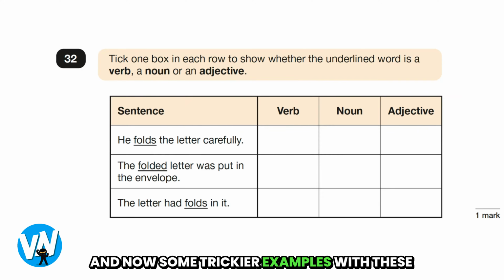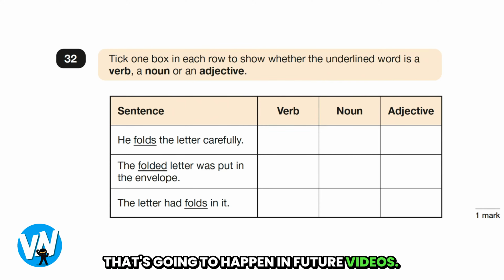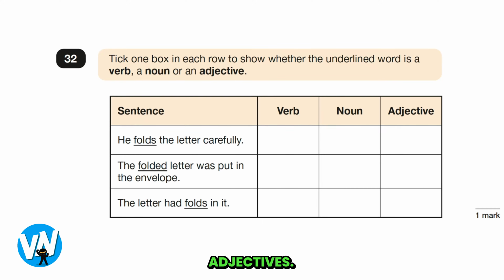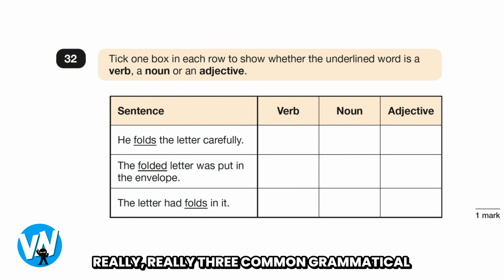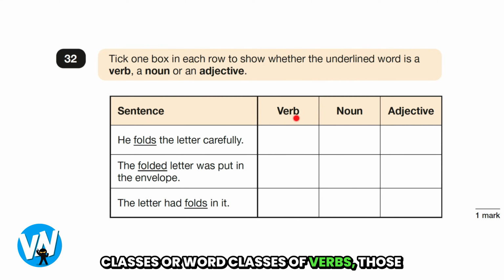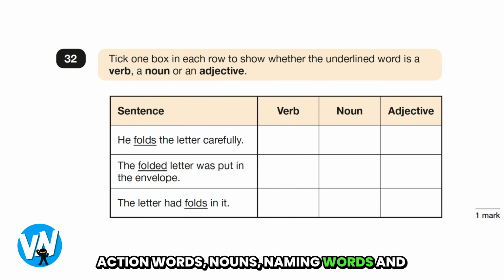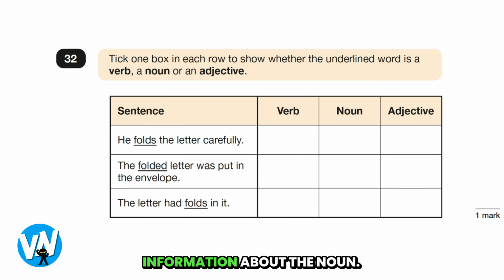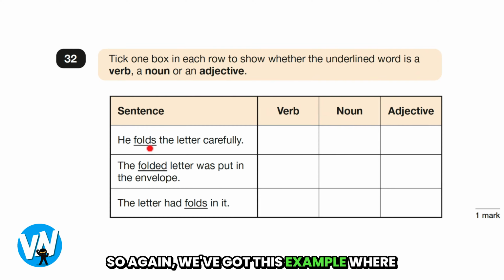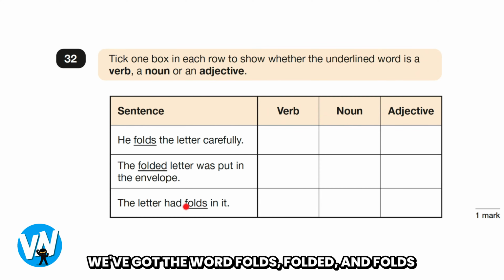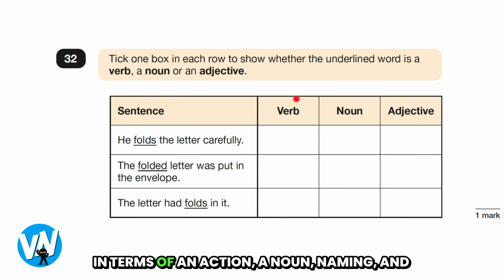And now some trickier examples with these ones. Obviously, we haven't covered verbs and adjectives yet. That's going to happen in future videos, but these questions are going to come up a lot where we've got verbs, nouns, and adjectives. Really, really 3 common grammatical classes or word classes: verbs, those action words, nouns, naming words, and adjectives, words that give more information about the noun. So again, we've got this example where we've got the word folds, folded, and folds again. And we've got to read the sentences to decide whether they're being used as a verb in terms of an action, a noun, naming, and an adjective providing more information about the noun.